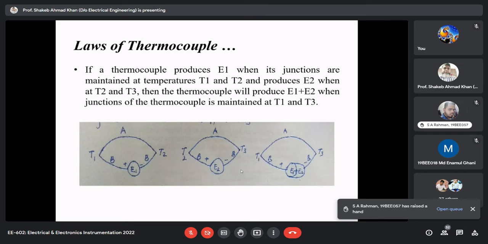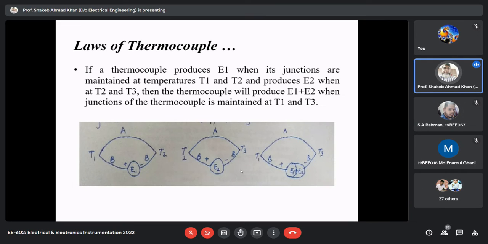Yes, sir. Now its significance is very important. As I told you, in all the calibration tables, I'm talking about the standard calibration tables, the reference junction temperature is kept at 0 degrees Celsius.